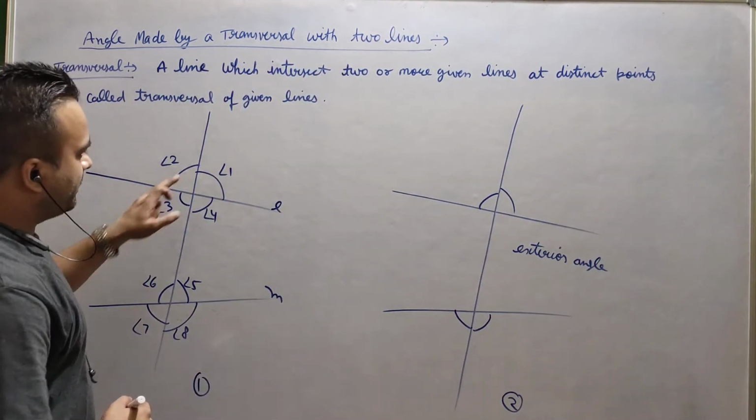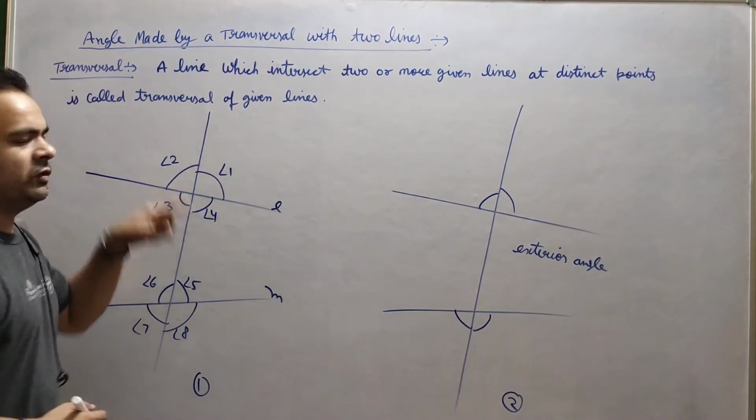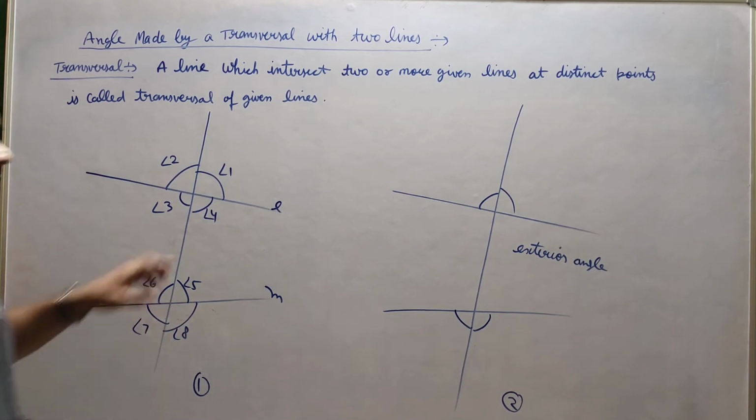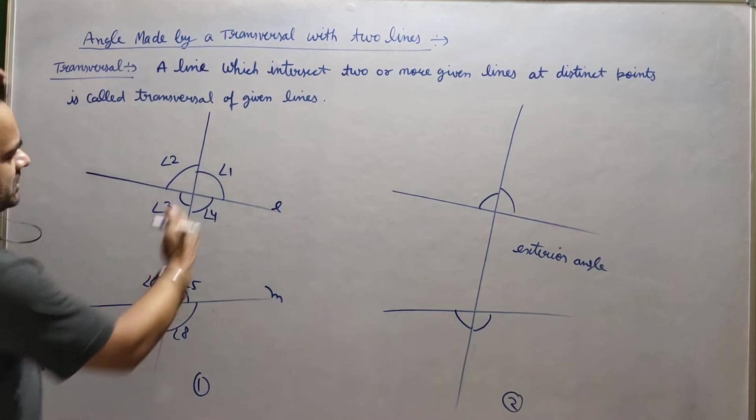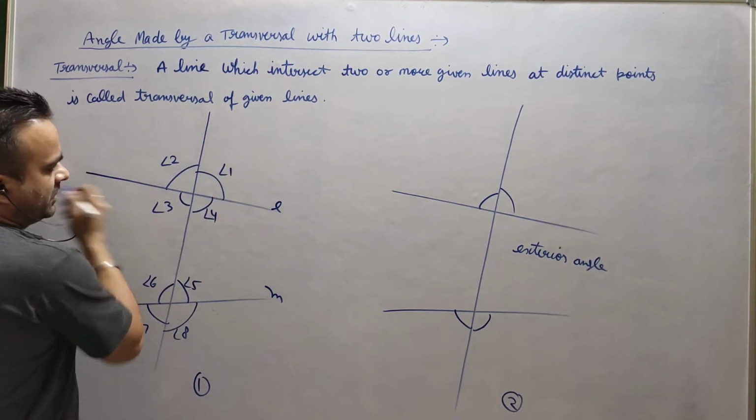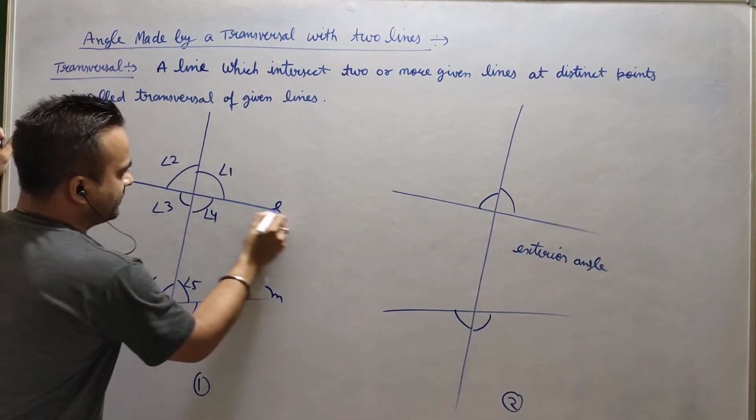If you see angle 1, I am coming one by one here. Angle 1 is on the upper side of the line. If you see, it is just above this line.